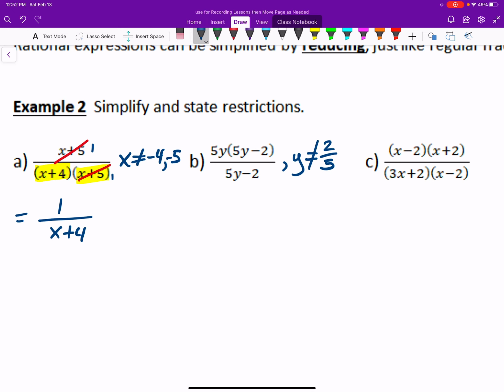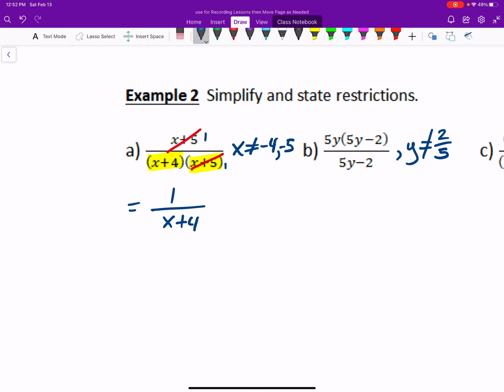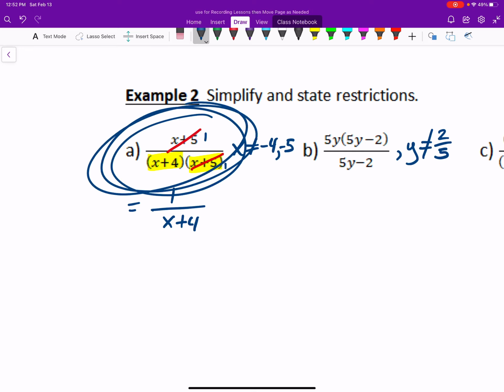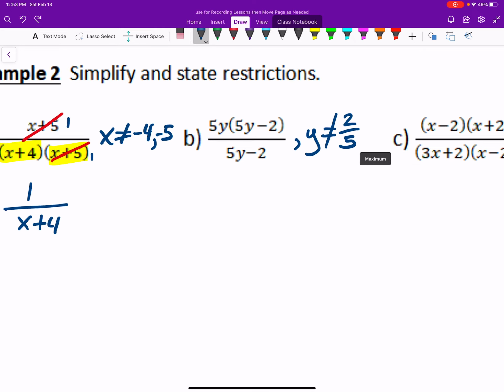And again, I can cancel things as long as they're in factored form. I forgot to mention this. I should have mentioned this in the first case. This is in factored form, right? The x plus 4, the x plus 5, that's factored out. We can only cancel things when they're in factored form.